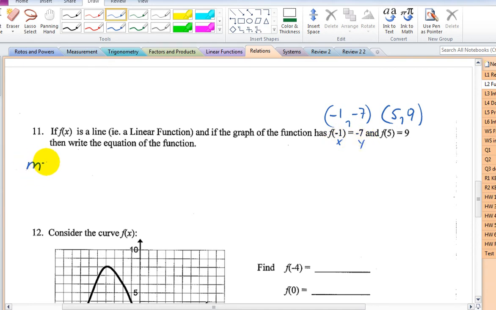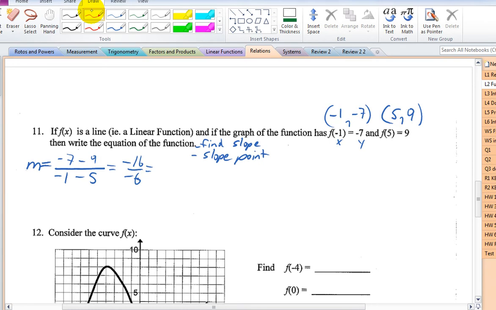Good. So the first thing for any equation is to find your slope. Go ahead. So I got negative 16 over negative 6. And we all know that's not a good answer because there's two negative signs and it's not reduced. Positive 8 over positive 3. Okay. So the first thing is to find our slope, then use slope point.